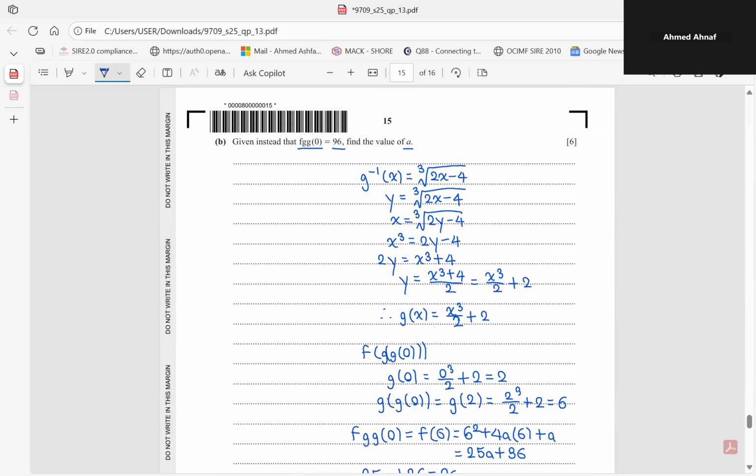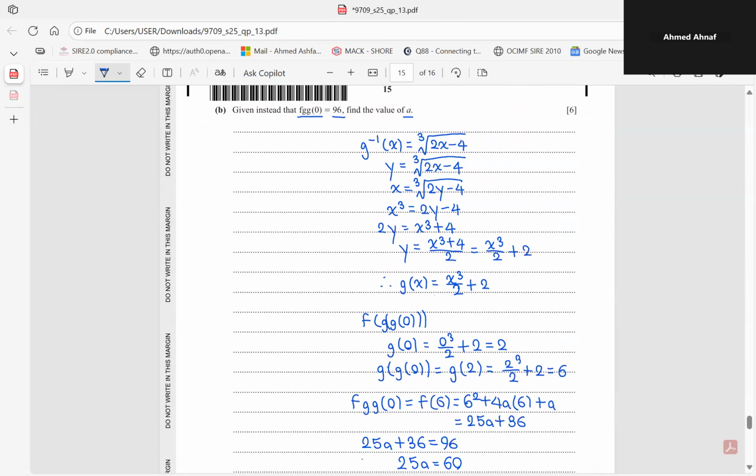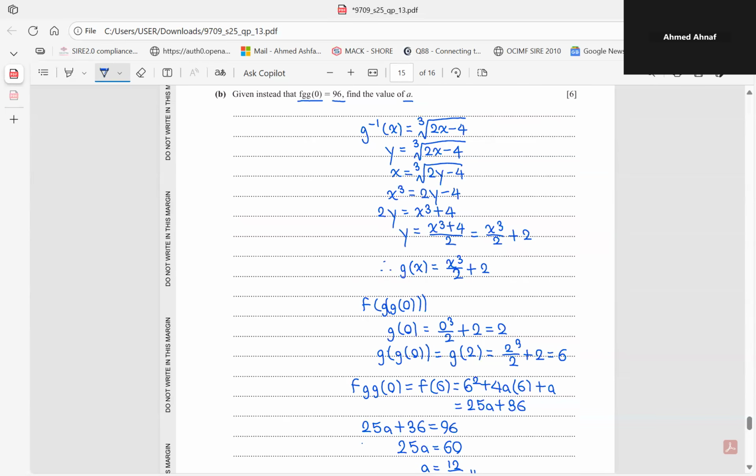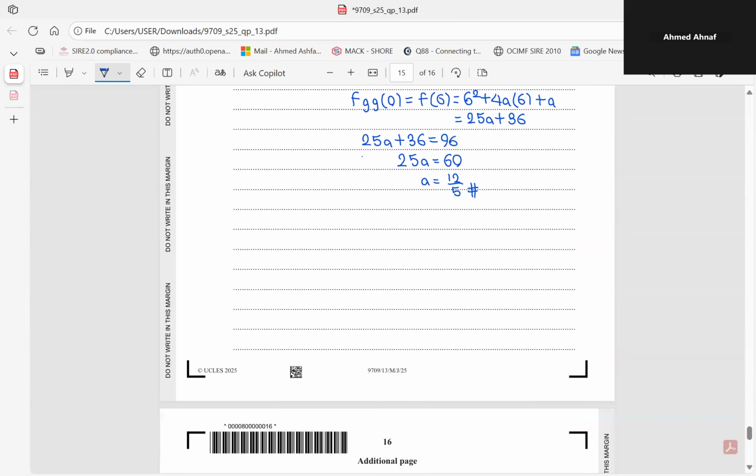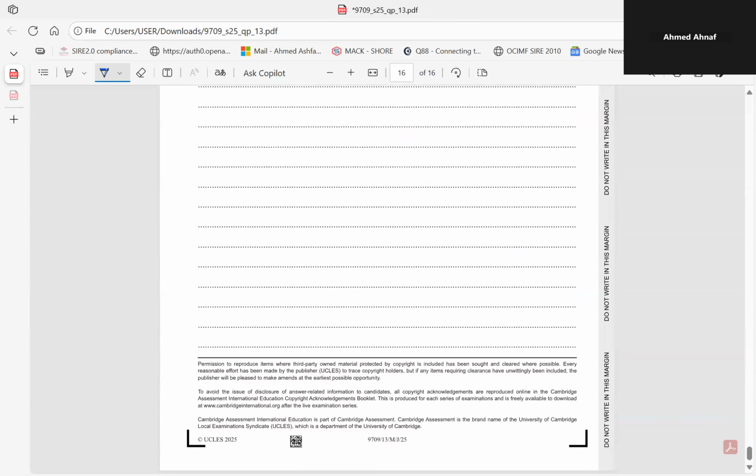Let's check everything for one last time. All right. Yep, nothing wrong. g(0), yeah, g(0) is 2. g of g(0), yeah, that's g(2), which is 8 over 2 plus 2, 6. Yep, okay, that's f(6). Yep, this is indeed our final answer, and we have come to the end of this paper.